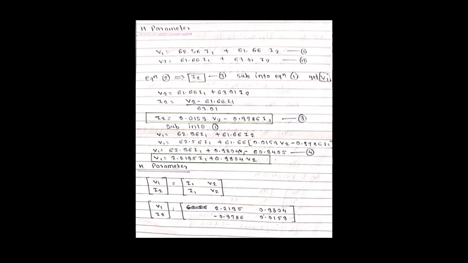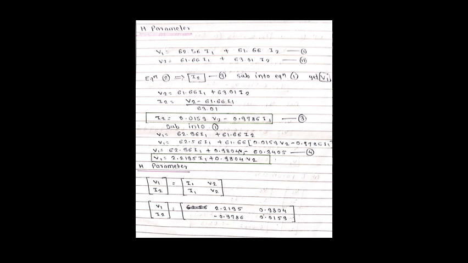Now we are going to solve this circuit by the H parameter. First of all, rewrite the equations of V1 and V2. Then from equation 2, move I2 to one side and substitute in equation 1. We get I2 is equal to V2 minus 61.66 I1 divided by 63.01. I2 is equal to 0.0153 V2 minus 0.9786 I1.